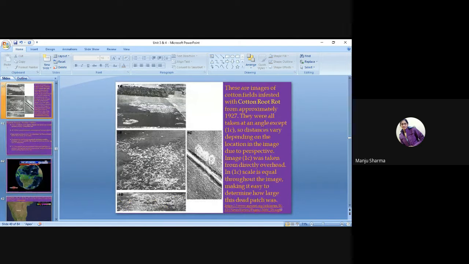These are images of a cotton field infested with cotton root rot from approximately 1927. They were all taken at an angle, so distances vary depending on the location in the image due to perspective.